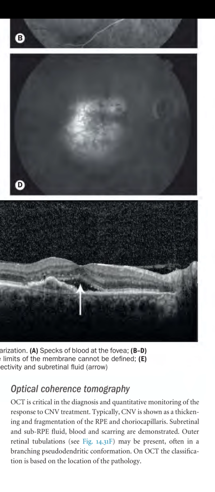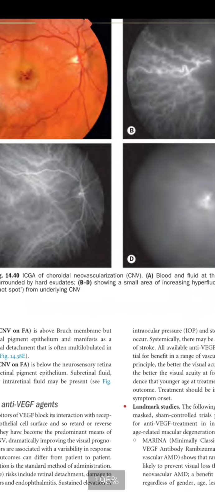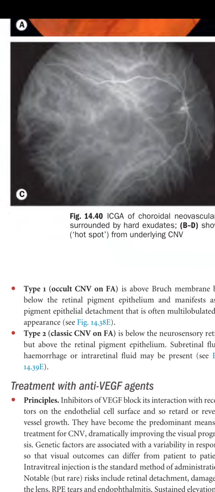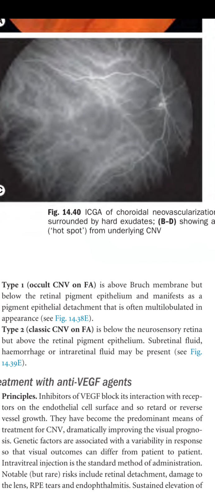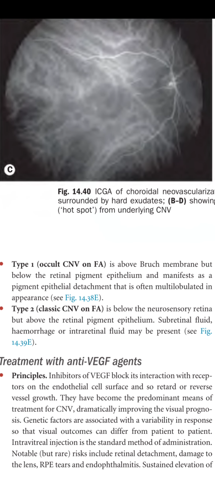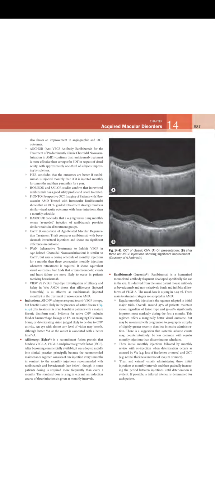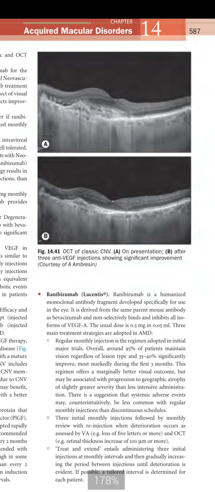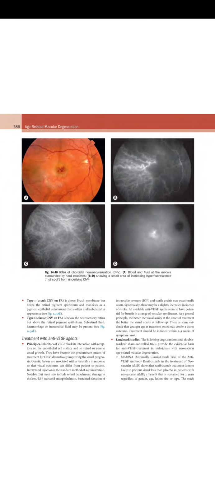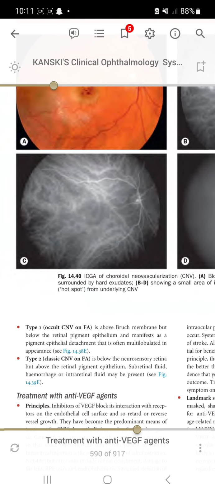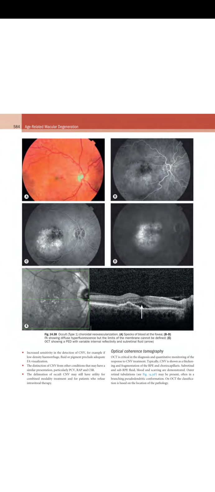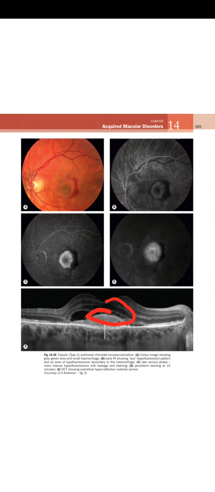On OCT, the classification is based on the location of the pathology. So type 1, occult CNV on FA, is above the Bruch membrane but below the RPE and manifests as a pigment epithelial detachment that is often multilobulated in appearance. Type 2, classic CNV on FA, is below the neurosensory retina but above the retinal pigment epithelium. Subretinal fluid, hemorrhage, or intraretinal fluid may be present. So you can see this is an OCT of the classic CNV. A is showing us a presentation. So you can see that here the membrane is below the RPE, and in this the CNV is in the subretinal space.